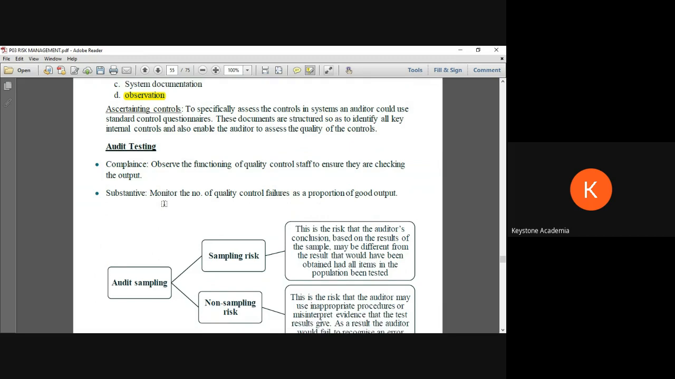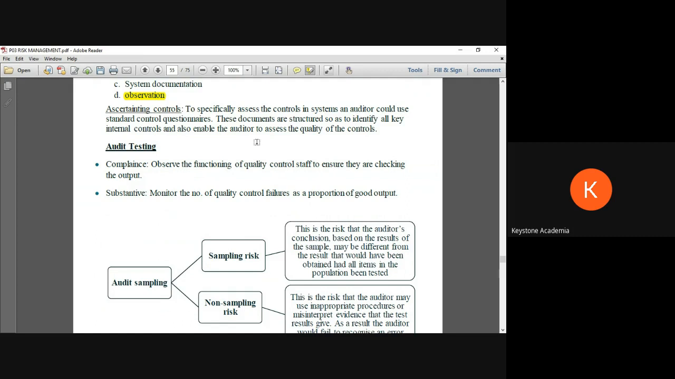Audit testing also they can do. Observe the functioning of quality control staff to ensure they are checking the output. Monitor the number of quality control failures as a proportion of good output. Let's say in the industry, the average is 1%, we are getting 1.5. So why is it a problem and how can we improve?